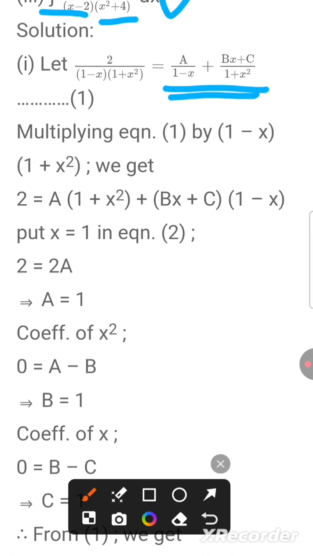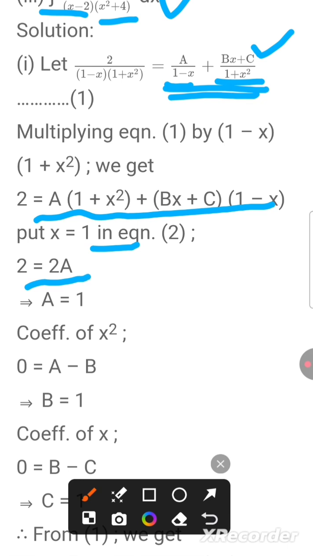So straightaway from the given expression we can take the partial. 1 is coming to a by 1 minus x plus bx plus c by 1 plus x square. This would be the partial for the quadratic expression. For linear, as we have done before, it will be just a single constant value a, and for the quadratic the partial would be bx plus c. Now we are multiplying both sides by 1 minus x into 1 plus x square, or rather you take LCM. This is the line we are going to get. Now if we put x as 1, we'll get the value of a as 1.